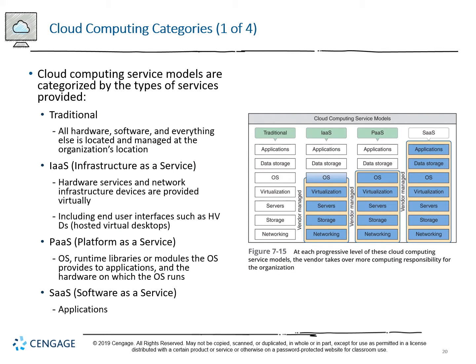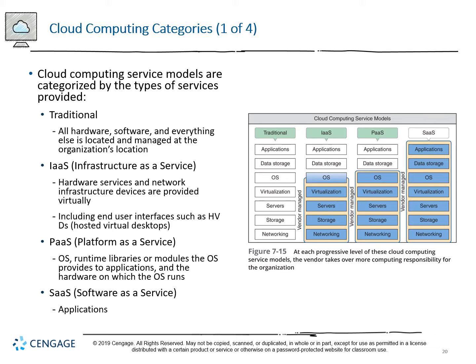Now, cloud computing service models are traditionally categorized by the types of services that are provided. A traditional computing model is where everything is located and managed at the organization's location. So that's where everything's hosted at home, if you will. Infrastructure as a service, or IaaS, is where hardware services and network infrastructure is provided virtually. So it will include user interfaces such as HVDs, hosted virtual desktops.